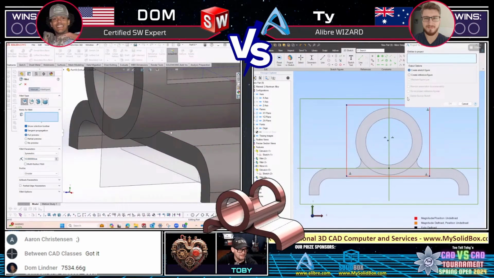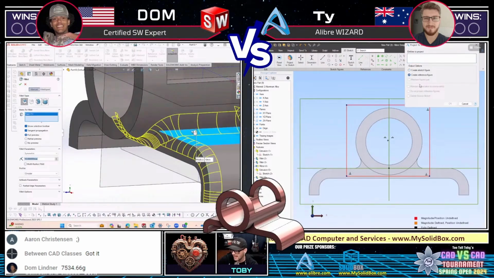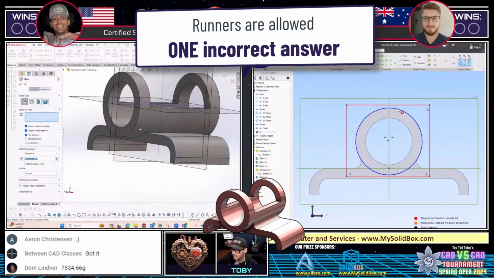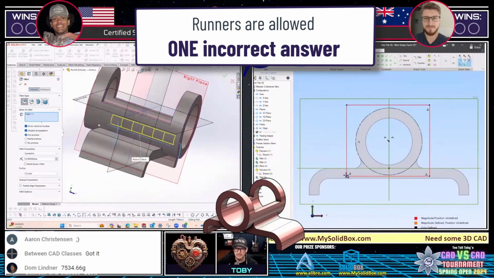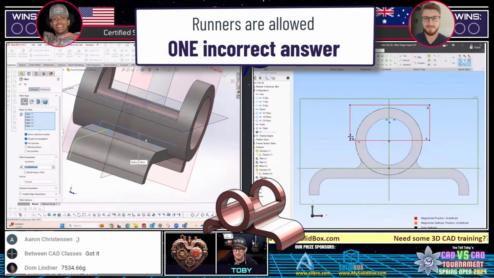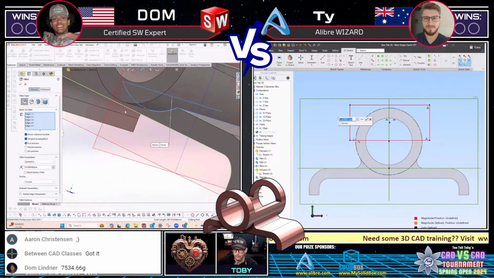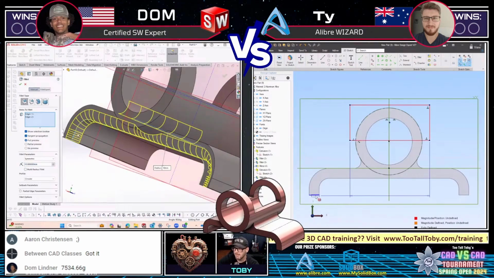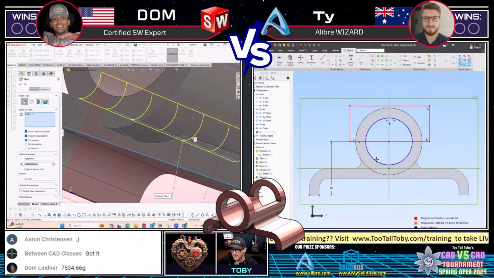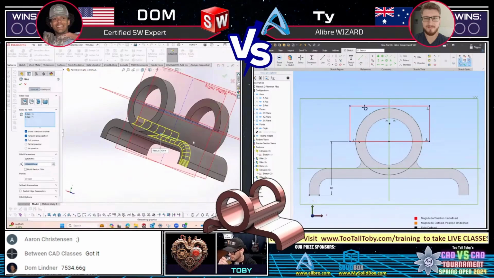7,534 grams. That is not correct. 7,535 grams. That is not correct. So Dom is now going to try to figure out what he's missing from this model, why that mass did not come up correct. He's going to try to figure this out. And in the meantime, that may have opened the door for Ty. It looks like Ty is coming through here with this final feature.